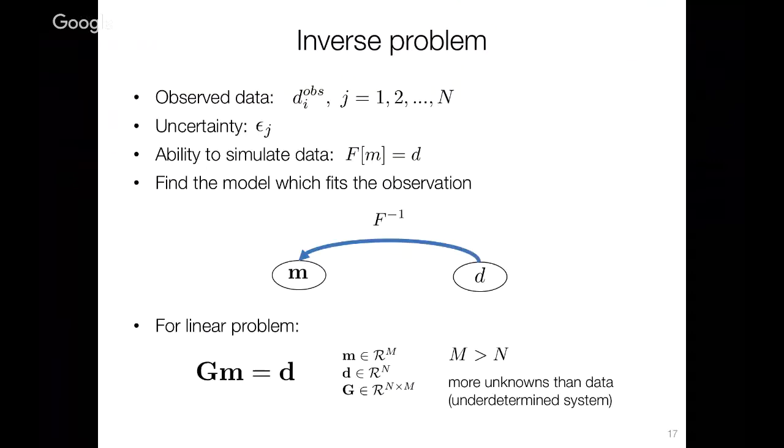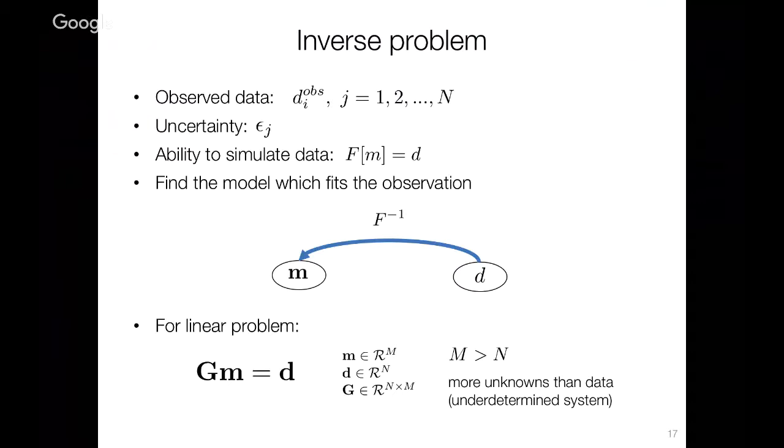Okay, so let's actually take this a little bit more slowly. We're going to set up the inverse problem. So now we've got our observations. They're contaminated with noise. We're going to estimate an uncertainty for those. We have the ability to do the forward modeling, and now we want to do the inverse problem. We're going back from the data to the model space.